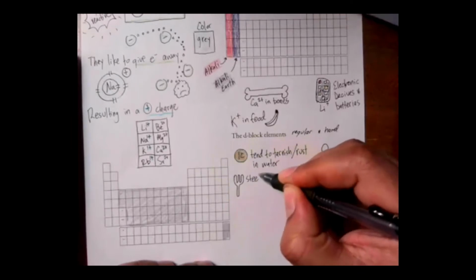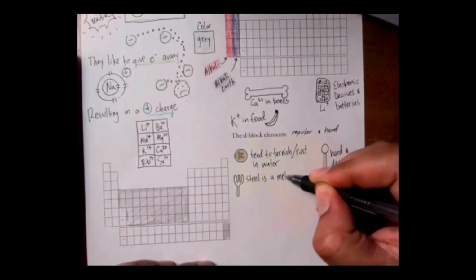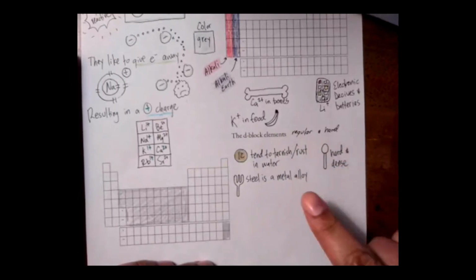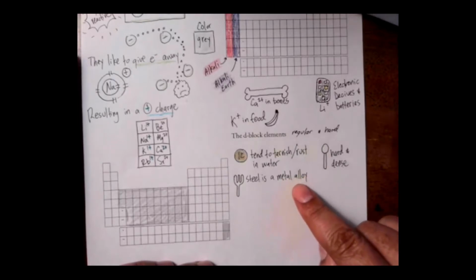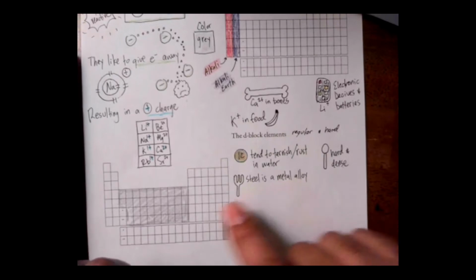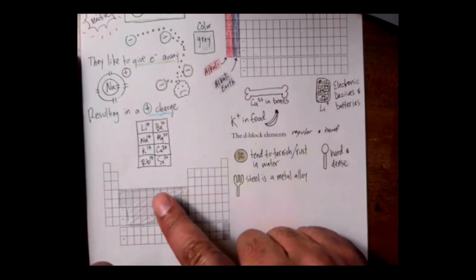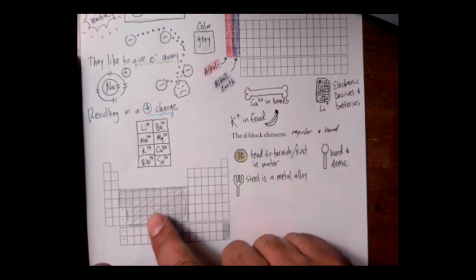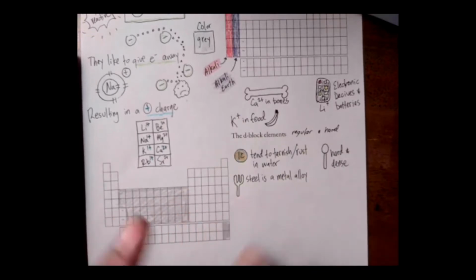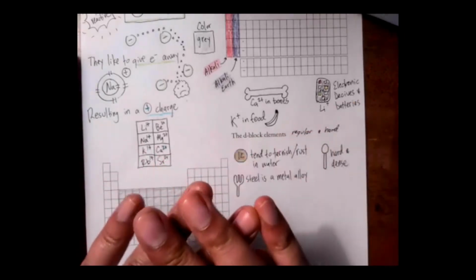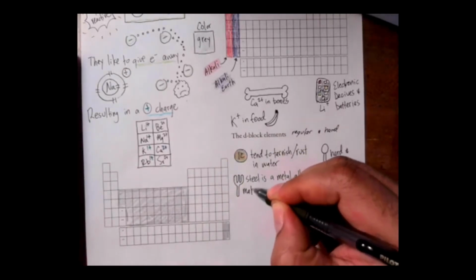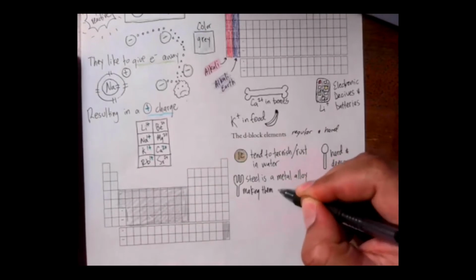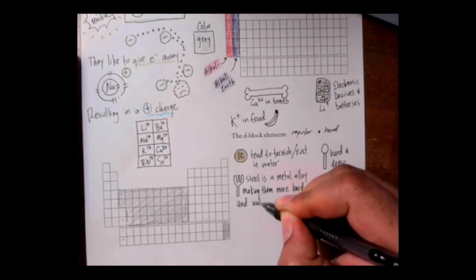Steel is a metal alloy. What this word means, you might want to put a little asterisk if you want to identify or define the word alloy. An alloy is a mixture of two metals. Usually it's like nickel and copper, or nickel and zinc, or zinc and strontium sometimes. So an alloy means that they melt two metals together and they come up with steel, making them more hard and waterproof.